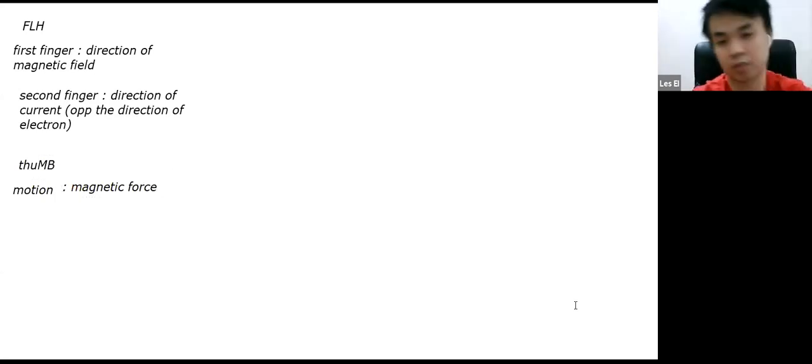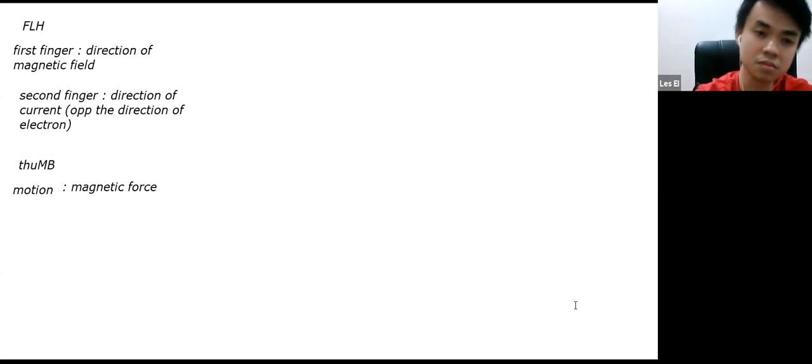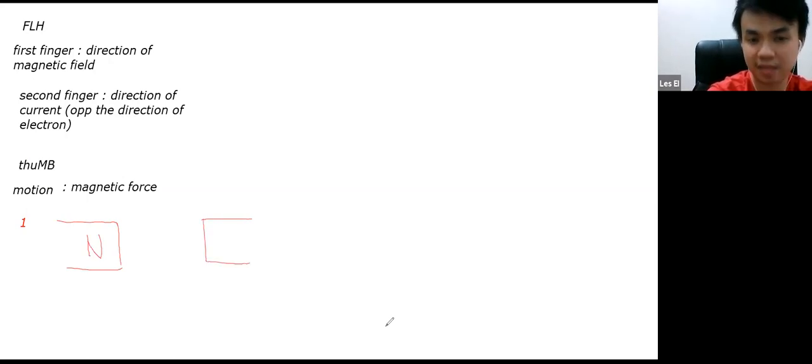Okay. Let's go to an example. Keep in mind that with Fleming's left hand, you supply the current to get a motion. So if you meet questions where no current is given, it is not Fleming's left hand. If they give a motion and expect a current in return, that is Fleming's right hand.